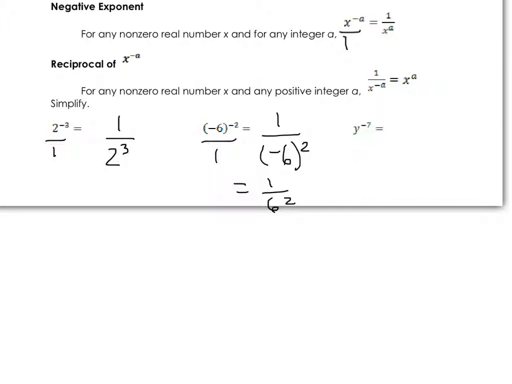Y to the negative 6, it's in the wrong location. Take it to the denominator. It's happy, it's positive.